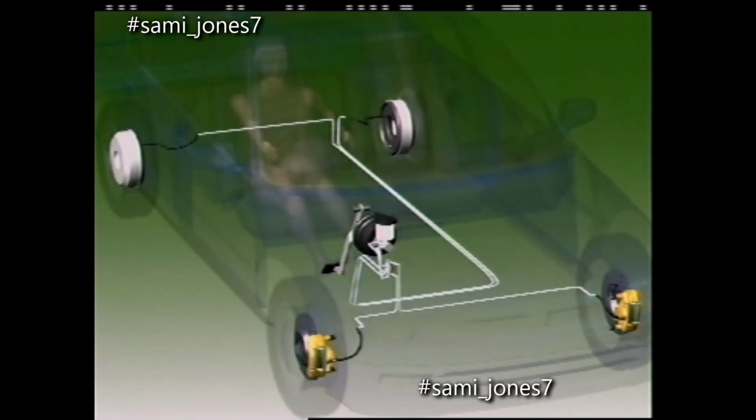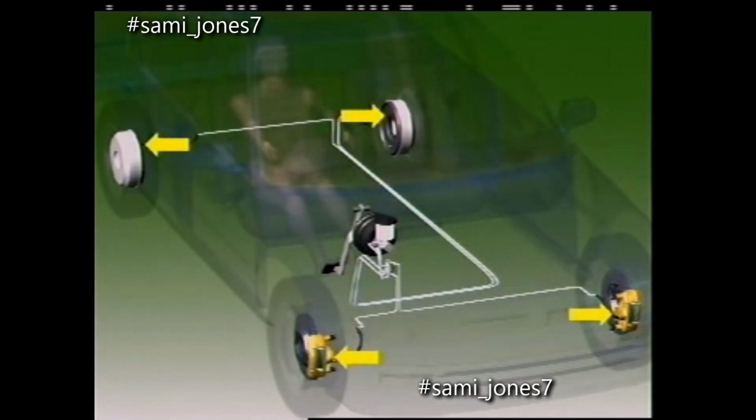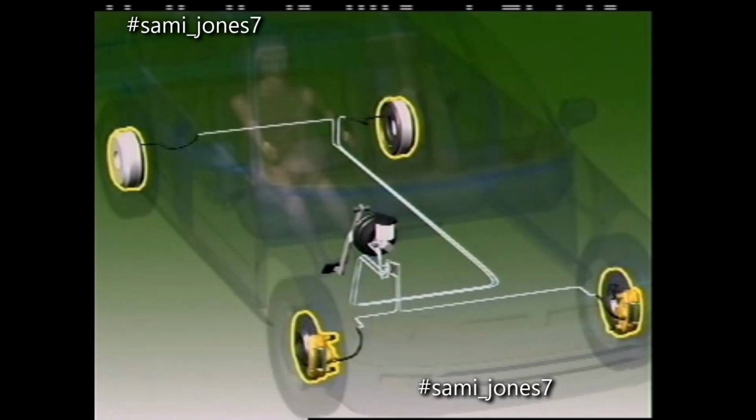The driver pushes the brake pedal. It applies force to the piston in the master cylinder. The piston applies pressure to the fluid in the cylinder. The lines transfer the pressure to the wheel cylinders. And the wheel cylinders at the wheel assemblies apply the brakes.